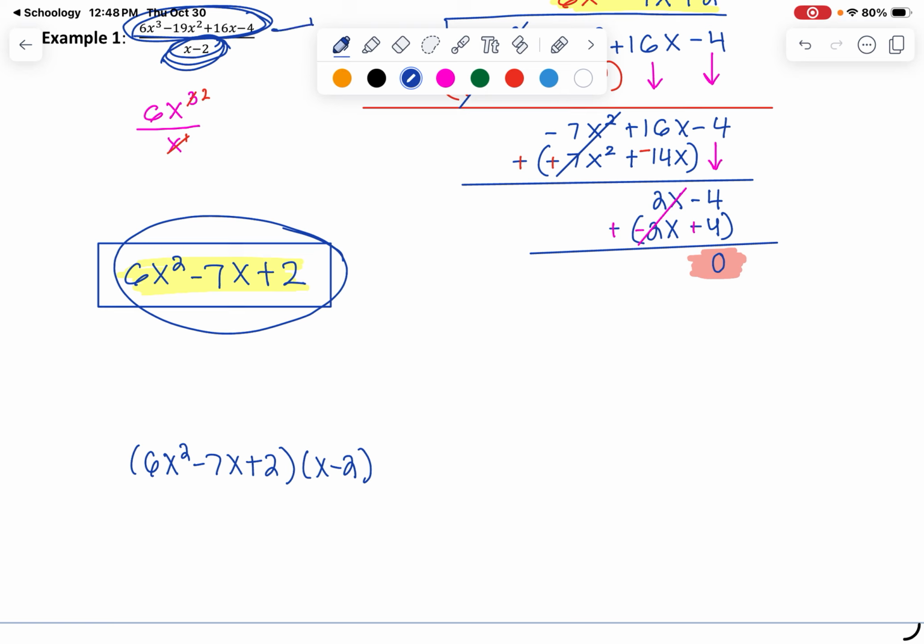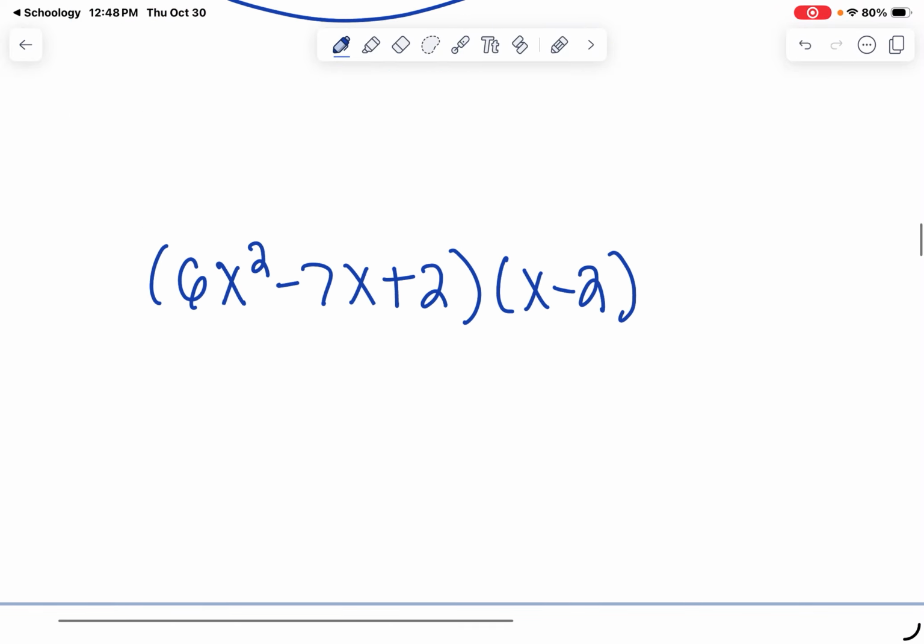Okay, I don't know why it's not letting me point to that. All right, so now this is not completely factored because this might still be factorable. So let's check to see if this is factorable still. So two numbers that multiply to give me 12 and add to give me negative 7 are negative 4 and negative 3. Divide by the lead coefficient of 6.